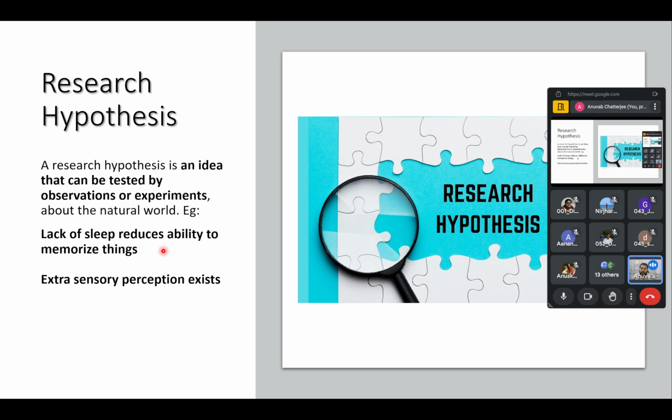Examples could be: lack of sleep reduces ability to memorize things, or extrasensory perception, the ability to know something that shouldn't be obvious, exists or not. These kinds of questions can also be research hypotheses, but then you will have to set up your experiment and gather data correctly based on these.